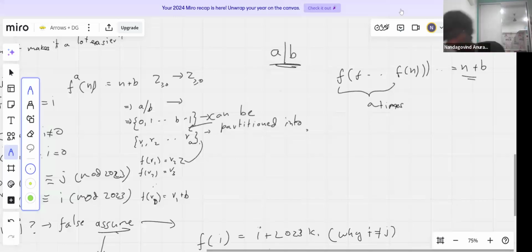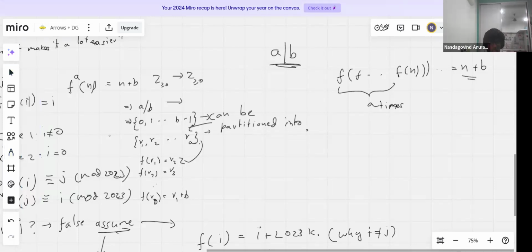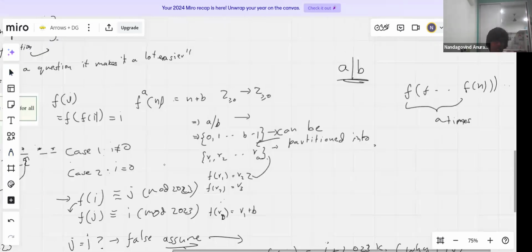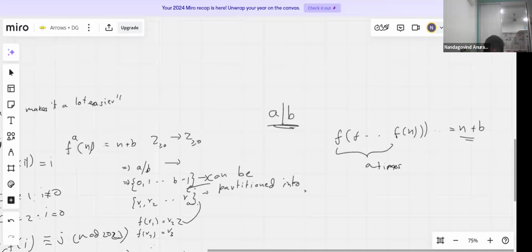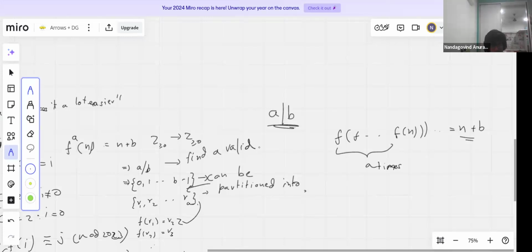I assure you my handwriting is a little bit better when I'm not using the writing pad. It's very similar to this thing here, just that we have replaced 2 and 2023 with A and B. Also, just find the valid function as well. Find valid two.